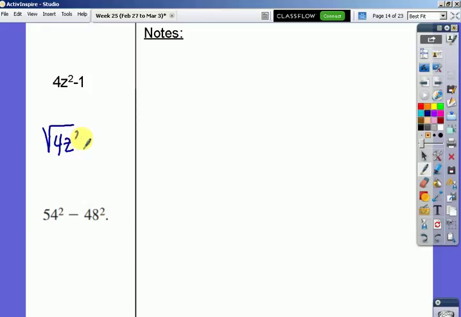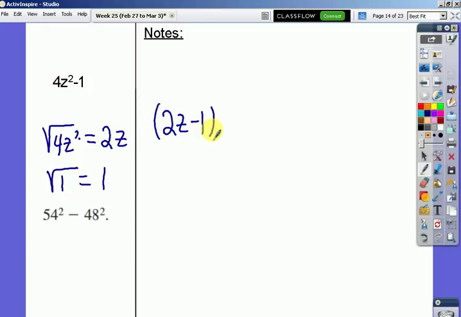which just gives me 2z, and I square root the second term, which just gives me 1. And so what I end up having is 2z minus 1 times 2z plus 1. And at this level, you just memorize this, yeah? If I have two perfect squares and I'm subtracting them, when I factor, I get the square root minus and the square root plus. Does that make sense?